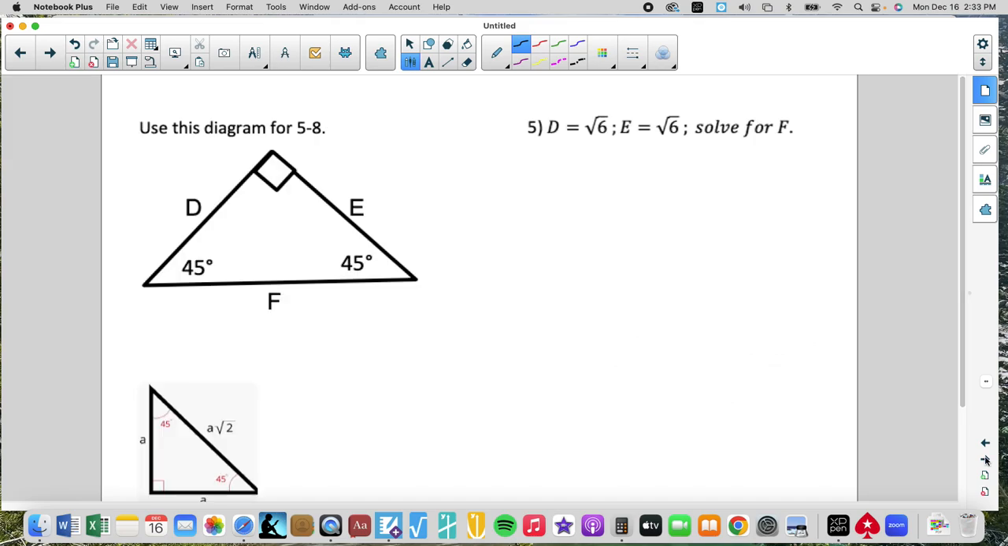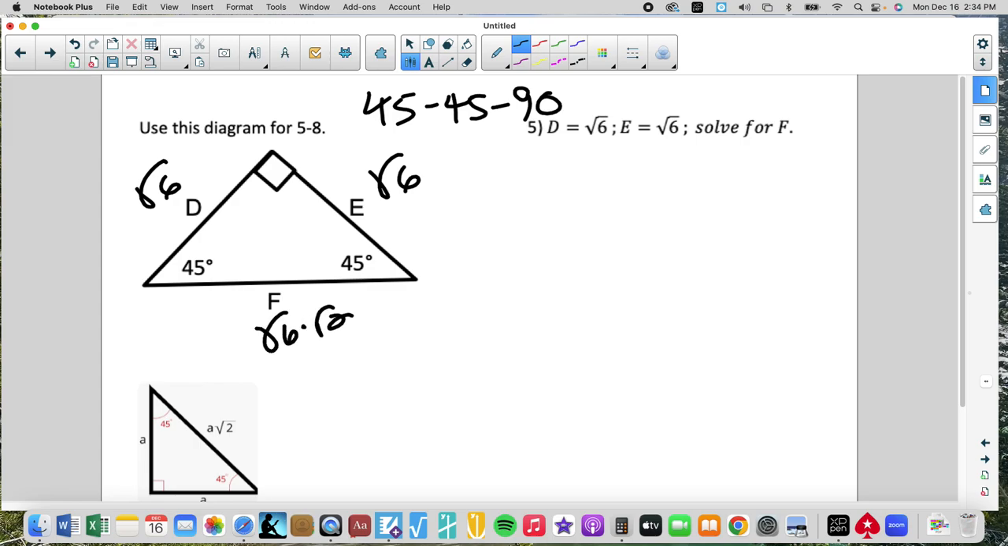And that's it. Now we have a 45, 45, 90. Also a famous one, where your legs are x's or a, and your hypotenuse is your leg times rad 2. So if D equals rad 6, that's your leg, E is definitely going to be rad 6 because it is an equal angle, so this is an isosceles triangle, and then this is going to be rad 6 times rad 2, which gives you 2 rad 3.